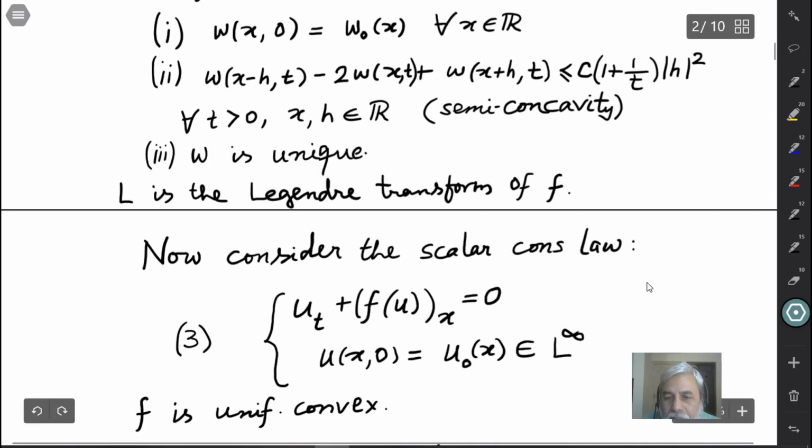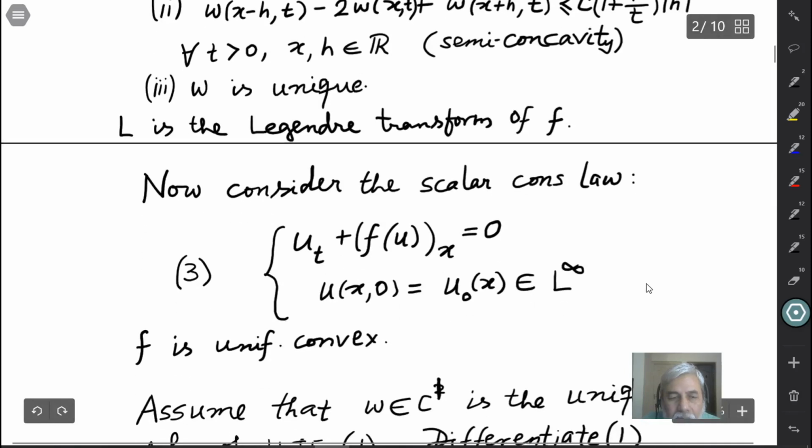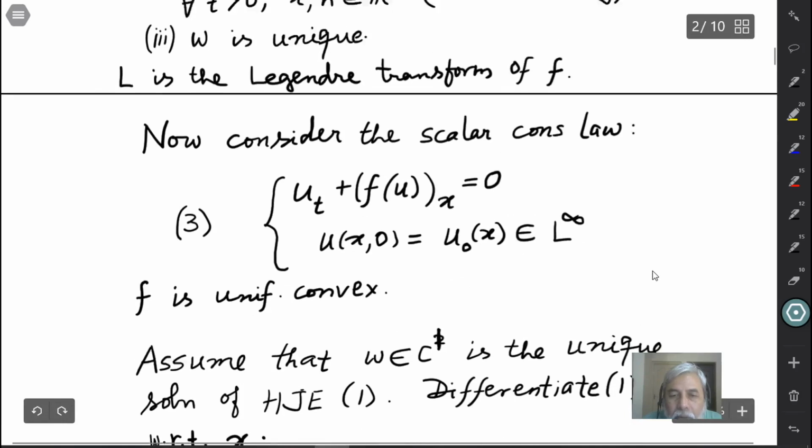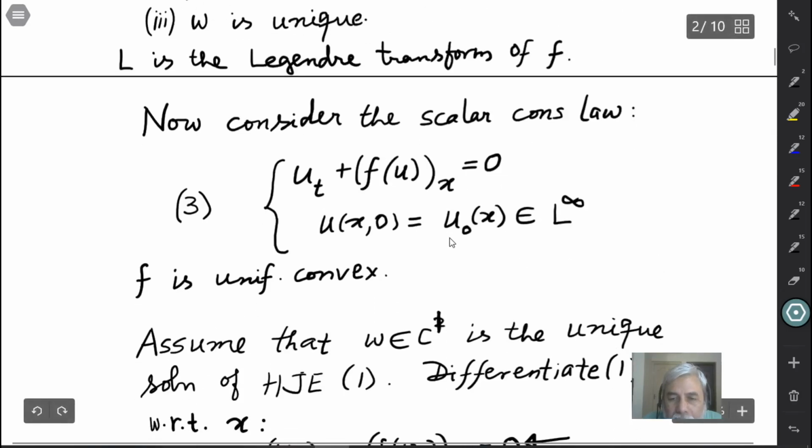And the Riemann problem consists of the scalar conservation law, in which the initial function consists of only two constant states. Now we'll consider a general bounded measurable initial function u0 and try to show that this conservation law has a weak solution. Uniqueness comes a little later. We assume that f is C2 and uniformly convex.